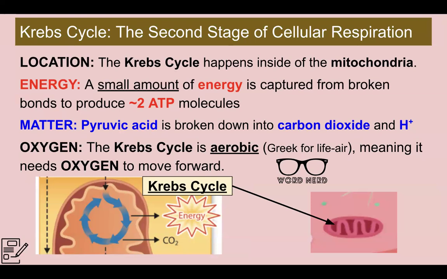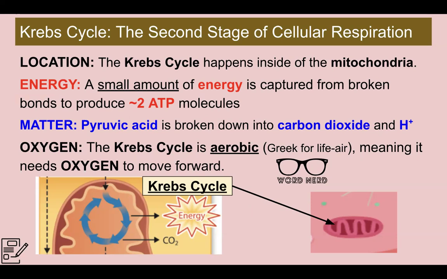In the matter transfer in the Krebs cycle, that pyruvic acid that was created in glycolysis is broken down into carbon dioxide and these little H plus ions. These little H plus ions are used in NADPH. You don't necessarily have to know that deep until you go into AP Bio, but know that in the matter transformation, pyruvic acid is broken down into carbon dioxide and hydrogen ions, or H plus.